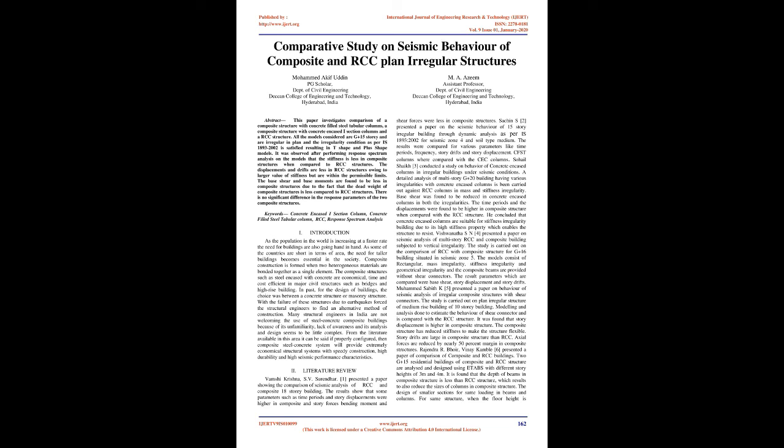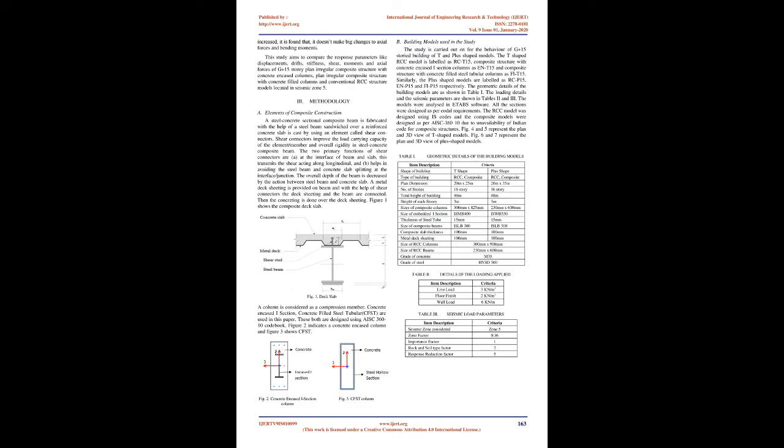In the past, for the design of buildings, the choice was between a concrete structure or a masonry structure. The failure of these structures due to earthquakes forced structural engineers to find an alternative method of construction. Many structural engineers in India are not welcoming the use of steel concrete composite buildings because of unfamiliarity, lack of awareness, and because its analysis and design seem a little complex. From the literature available in this area, it can be said that if properly configured, the composite steel concrete system will provide extremely economical structural systems with speedy construction, high durability, and high seismic performance characteristics.